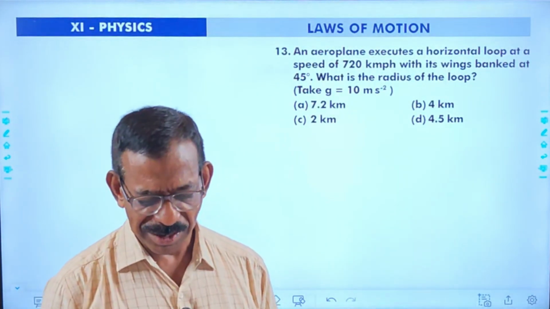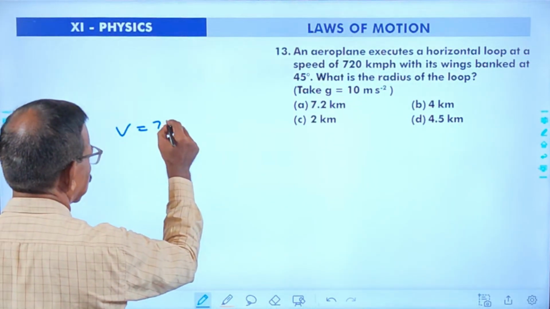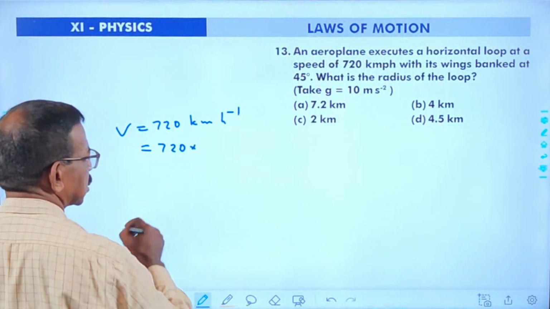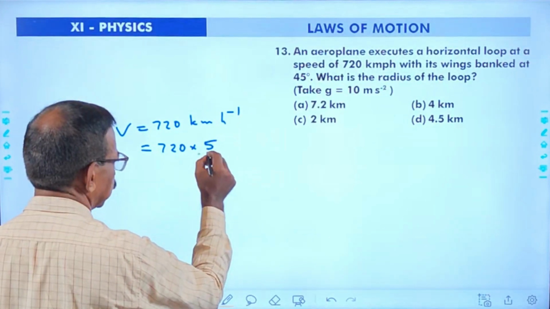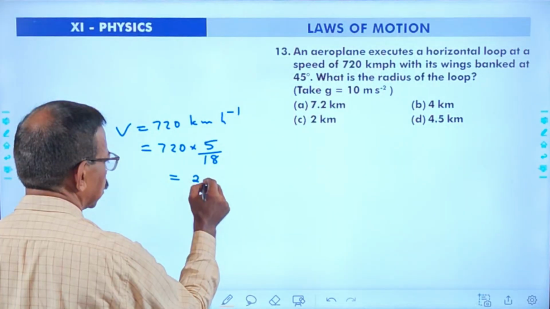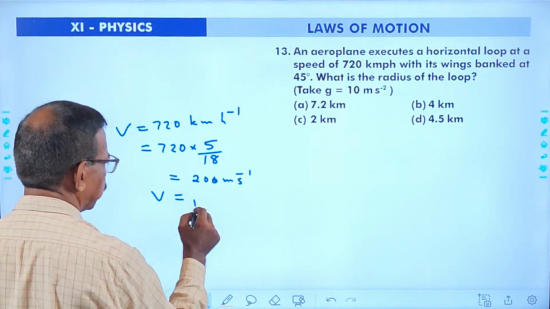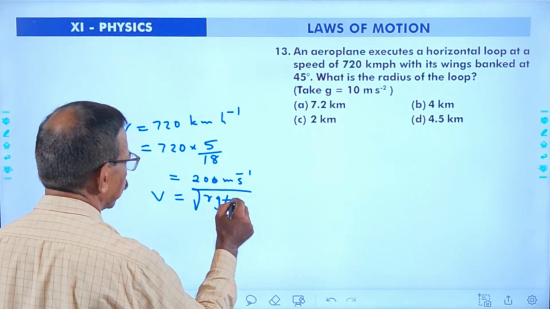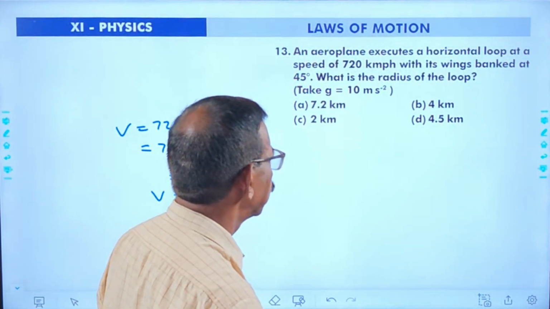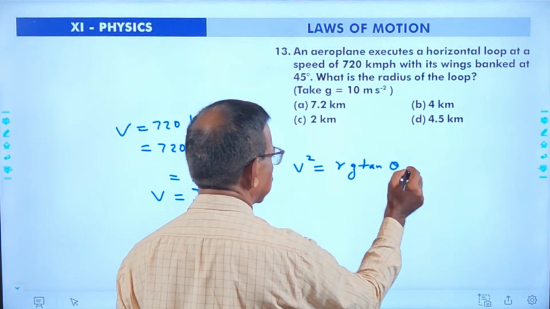The question is like this. An aeroplane executes a horizontal loop with a speed of 720 kilometer per hour. We have to convert it into meter per second as 720 into 5 by 18. Now it will be 40 into 5, that is 200 meter per second. The velocity is given by v equals root of rg tan theta, like banking of curves. What is the radius of the loop? That is, v square equals rg tan theta.